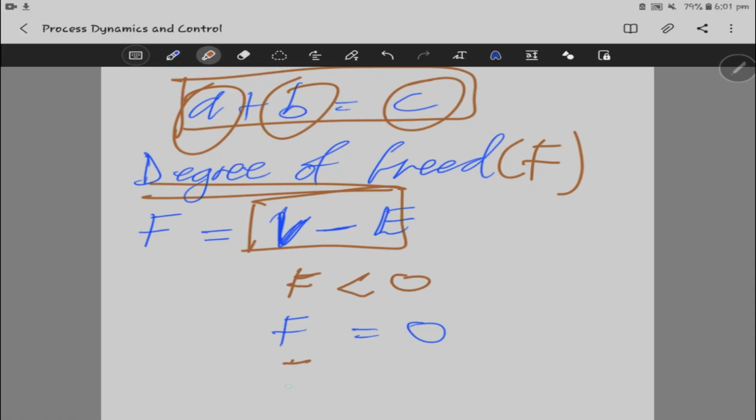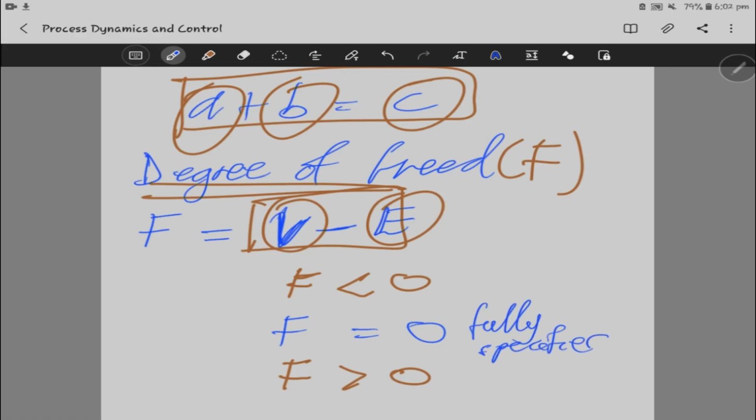Or we could have the degree of freedom being greater than 0. And each of these tells a particular thing about the modeling that we are doing. So if you model the system to such a point that the number of variables is the same as the number of independent equations, then we can say that we have fully specified the system. So this is what we call a fully specified system. We fully describe the system.